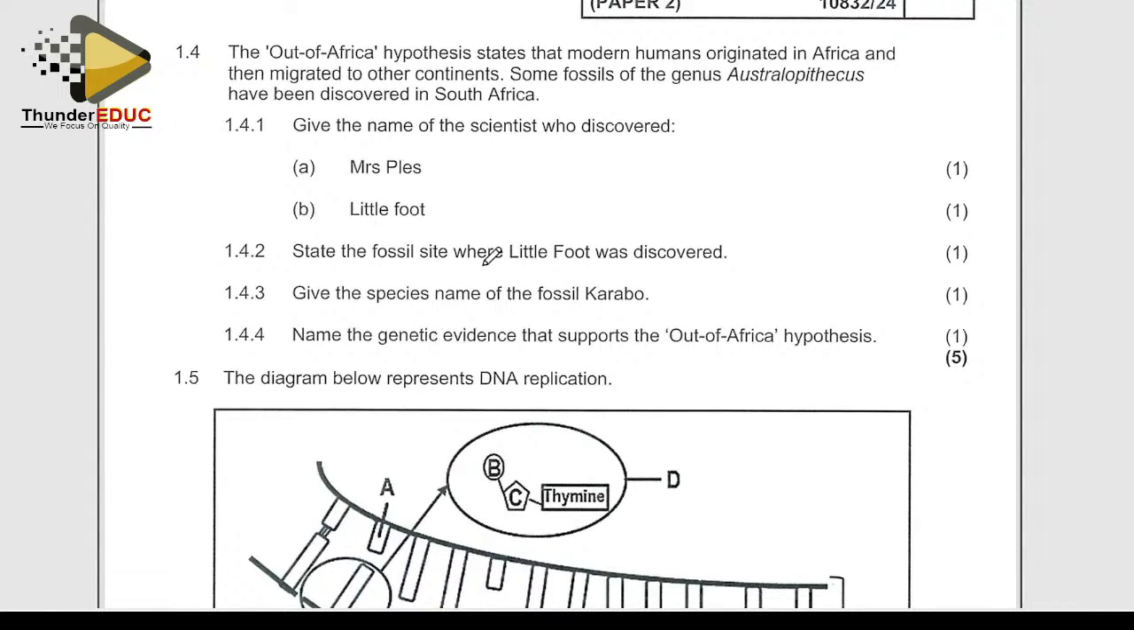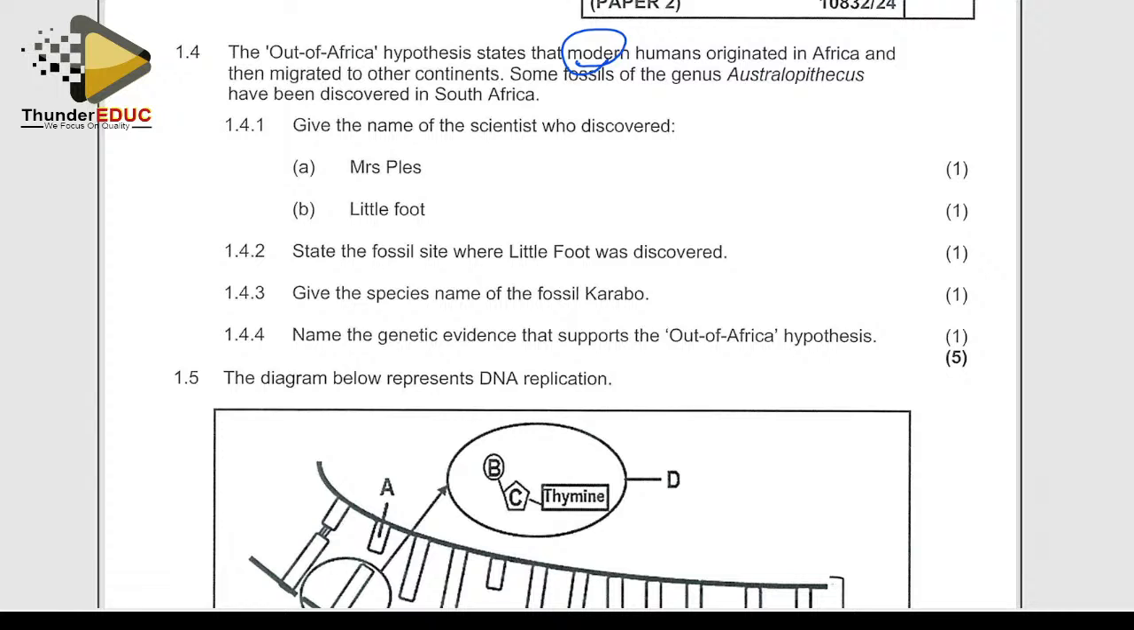Out of Africa hypothesis. This one we talked about, but this time they stated it for you. They say that out of Africa hypothesis, modern human, I told you the word modern is very important. Next time when they ask you to state the out of Africa hypothesis, you know how to state it. Modern humans originated from Africa and then migrated out to other continents.